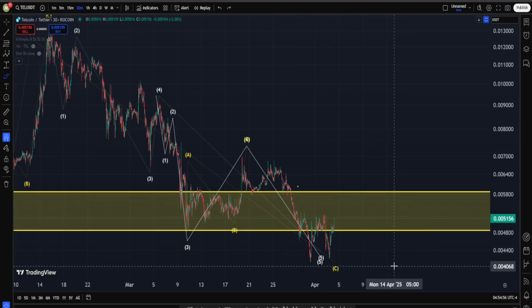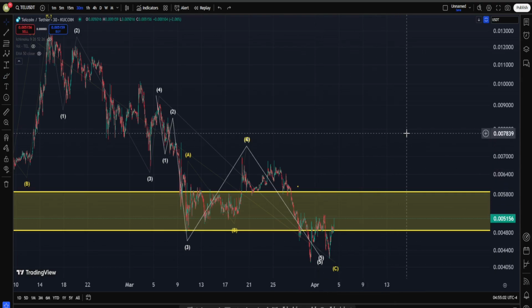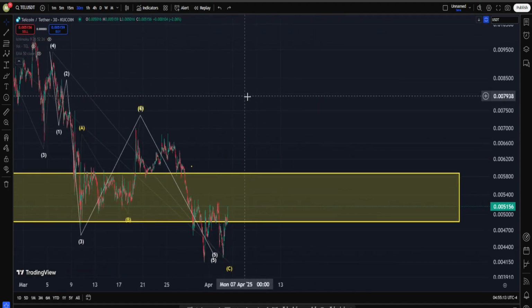One way or the other, I do not want to see Telcoin getting a break of this unbelievably important support, because at that point the picture is really going to get complicated and we need to maybe even consider some other possibilities indicating Telcoin might actually go down for quite a bit.